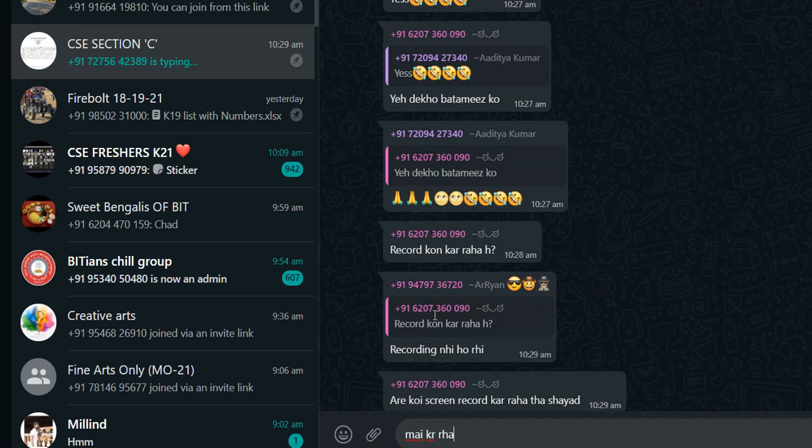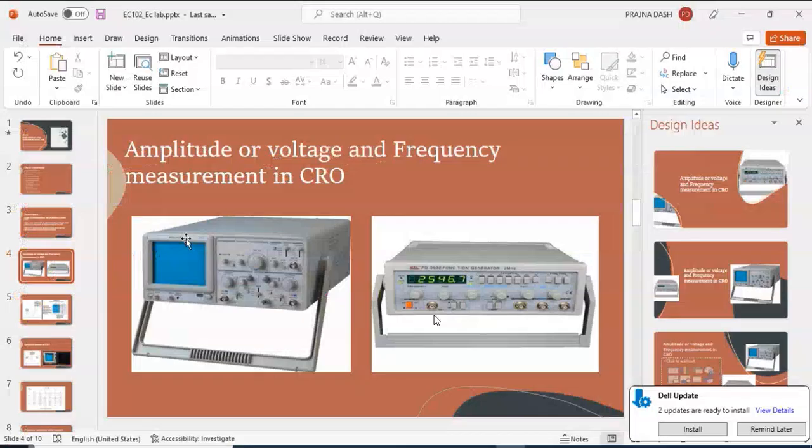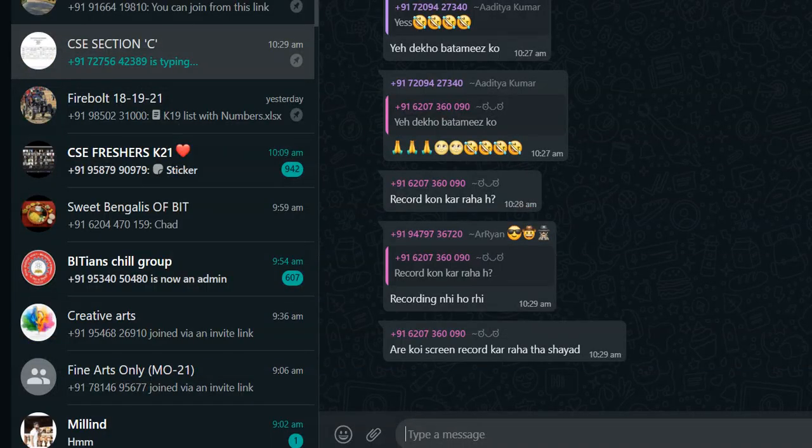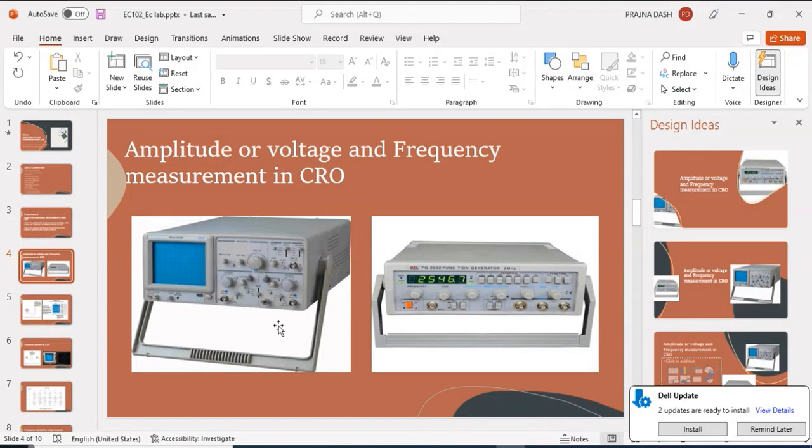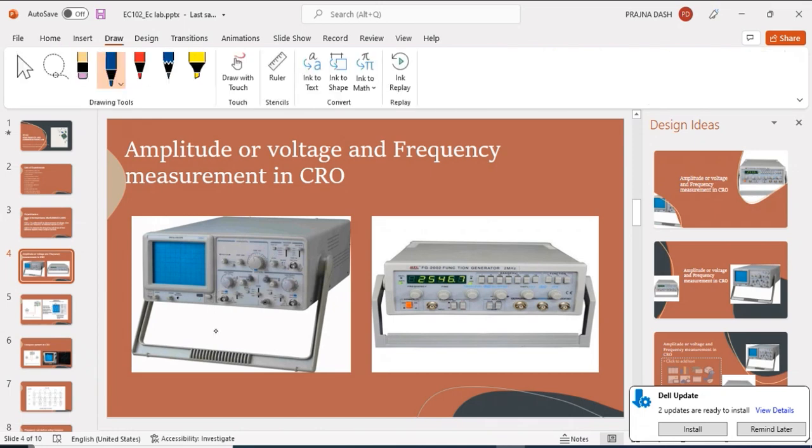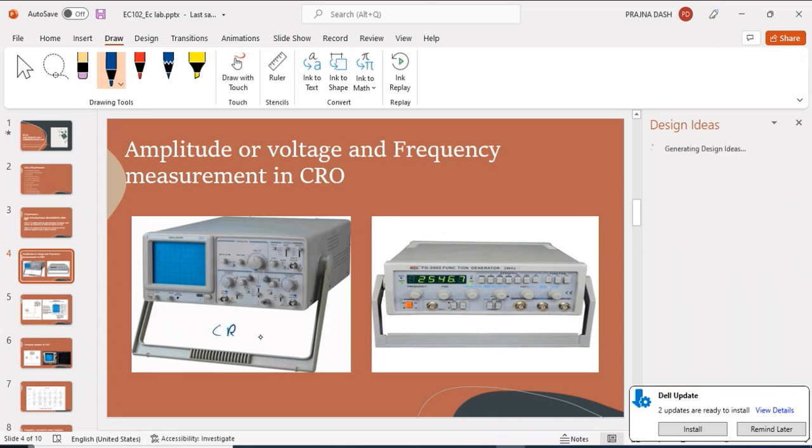Physically, the CRO looks like this. This is the physical appearance of the CRO if you are in the hardware lab. This is your function generator. This CRO has a screen. This is the CRO and this is the function generator.